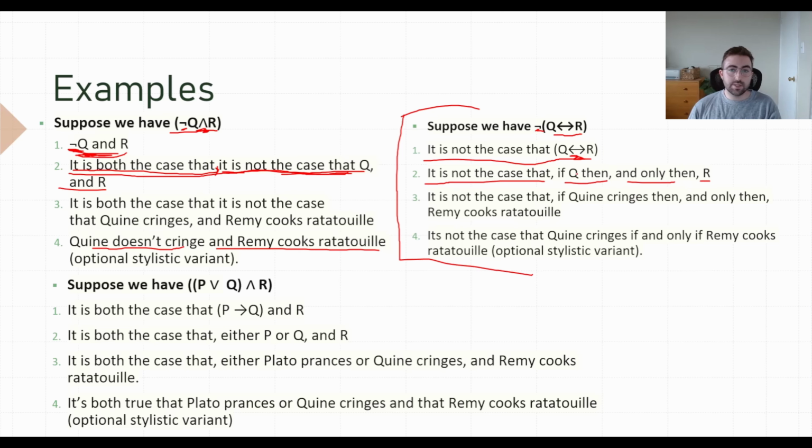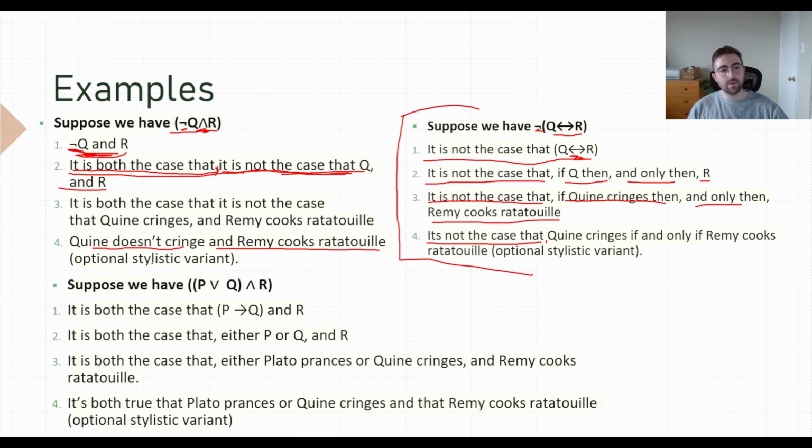Now we only have letters left at this stage, so we translate them into English using our scheme of abbreviation. And we have it is not the case that if Quine cringes, then and only then Remy cooks ratatouille. Again, this is a really ugly sounding sentence, but it helps you chop up the bits of the sentence in a consistent way. And this is a complete translation, but I'm going to do a stylistic variant just to make it sound a bit better. And I have, it's not the case that Quine cringes if and only if Remy cooks ratatouille. Just sounds a little bit better, I think.